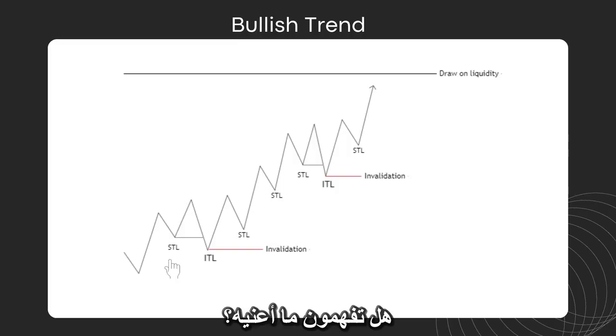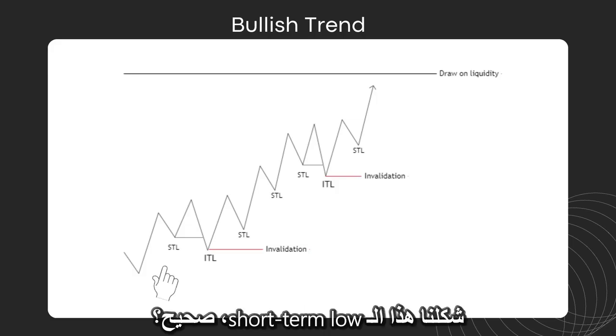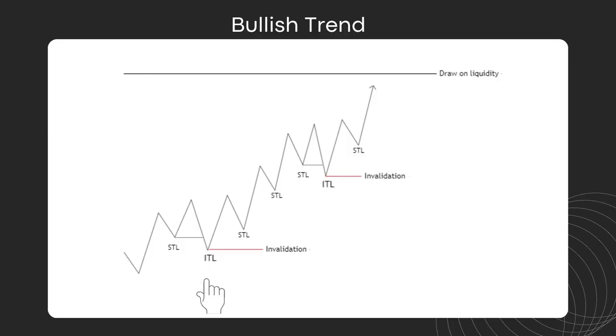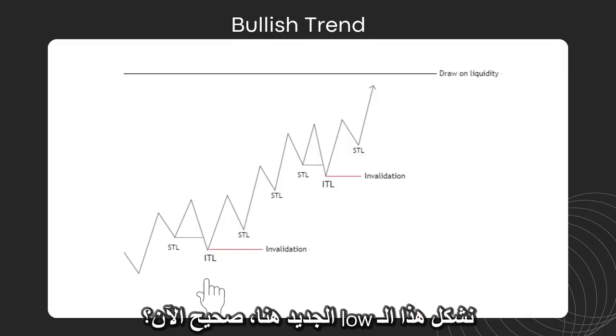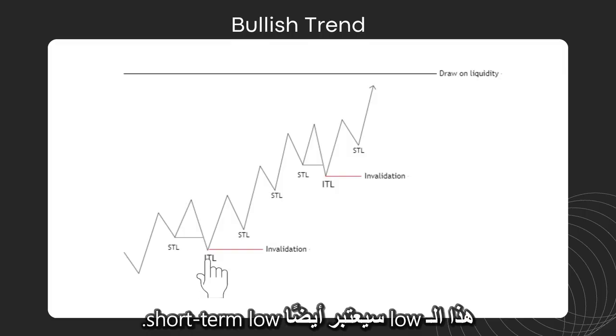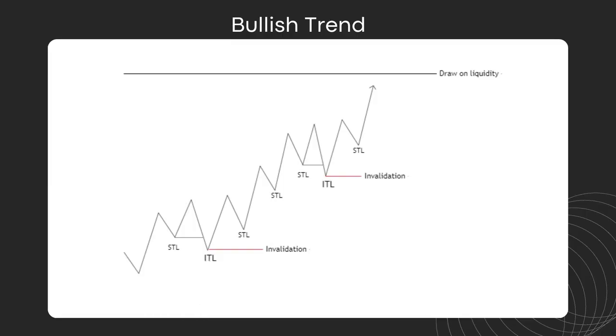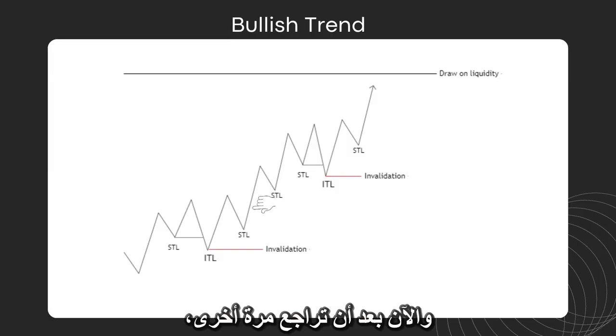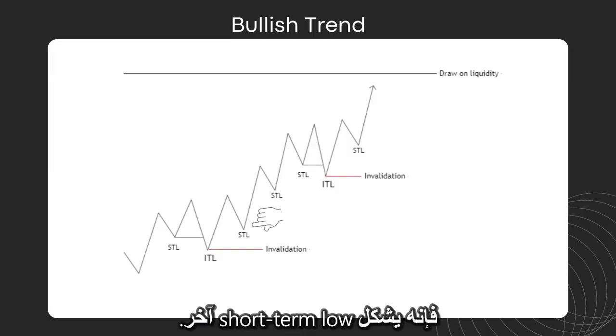This one. Do you understand what I mean? Let me say it again. First of all, we form this short-term low, right? And then price comes down again and rejects below this particular short-term low and has this rejection right here. And after this rejection, we form this new low right here, right? Now this low will also be regarded and considered as a short-term low. But then what happens is that price expands above and it retraces back. And now that it retraces back again, it forms another short-term low.